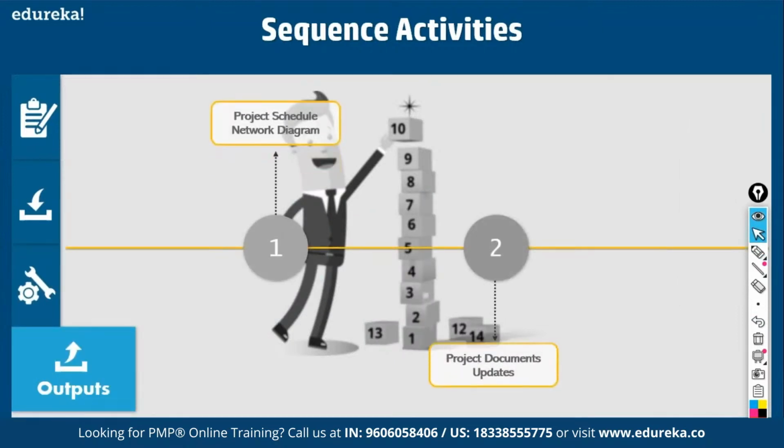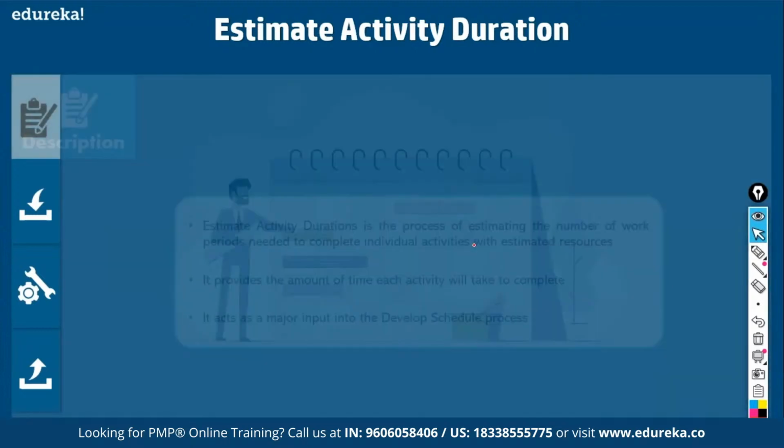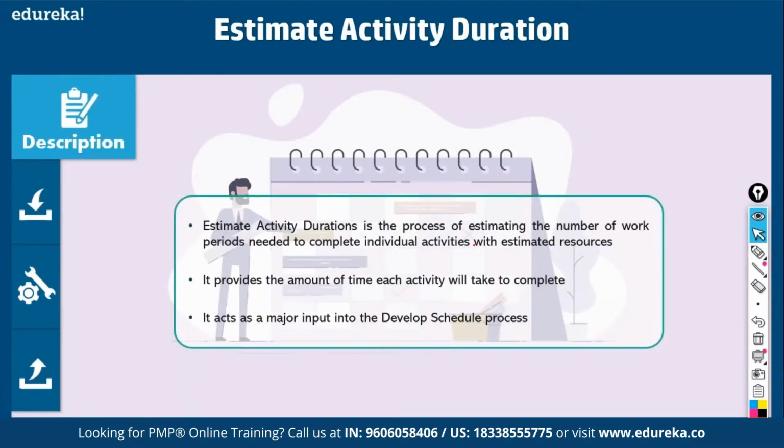Then you come up with network diagrams. There is an output, and you also update different project documents. Okay. Now we came up with network diagrams. You should get a confirmation about who will be working on these activities, and based on their productivity, you have to come up with durations. So that is called estimate activity durations. Fine. This is a process of estimating the number of work periods needed to complete individual activities.